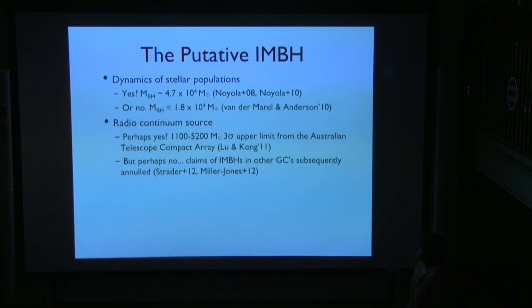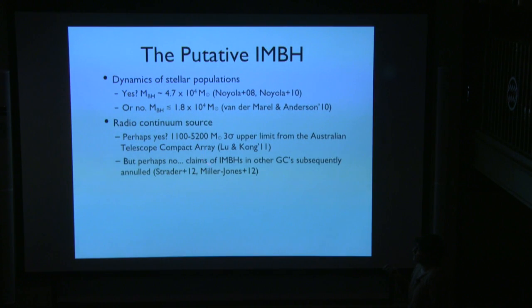Around the same time, roughly a year later, there was a report that perhaps there was evidence for a radio continuum source. That radio continuum source was consistent with a massive object, once again, something 1,000 to 5,000 times the mass of the sun. But this was only an upper limit. It looked kind of compelling, but it's certainly not a surefire detection. I think we have some new radio data coming down the pipe soon that might help answer whether or not there is a convincing radio source there.